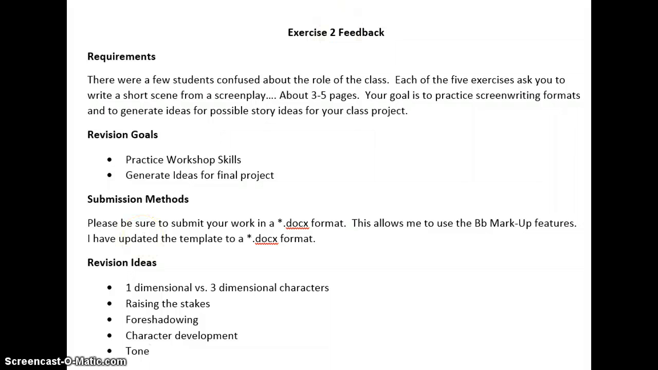Your goal is to have 3 to 5 pages of content and to practice core screenwriting formats. I've provided you with a template that should really go a long way towards making those formats work better. One of the reasons why we do these exercises, in addition to practicing screenwriting formats, is also to generate ideas for your big class project. At the end of the semester, you'll be writing a full screenplay, or at least a screenplay movie short.